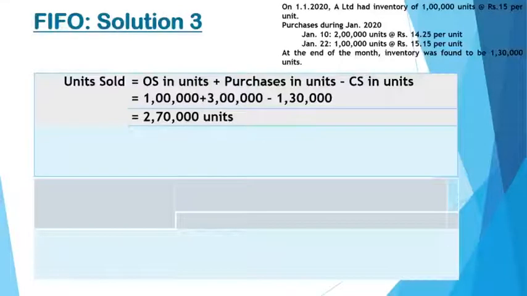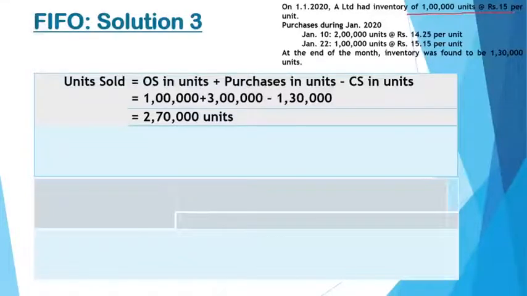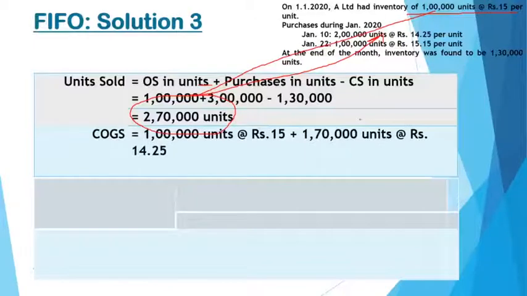So first of all, you will be using your first lot, 1 lakh units, and then for the remaining, because your total sale is of 2,70,000 units, 1 lakh is the first lot, and then the remaining 1,70,000 units will be taken from the second lot, which is completely in conformity with the closing stock that we have determined. 30,000 units were left, so 1,70,000 were sold. You can directly apply this also rather than calculating units sold. So cost of goods sold is this much.